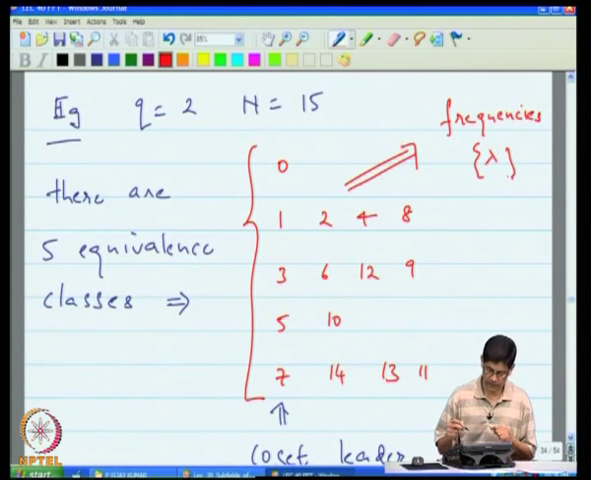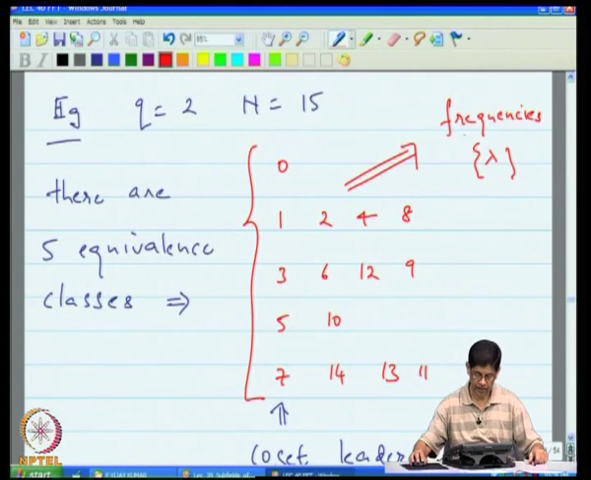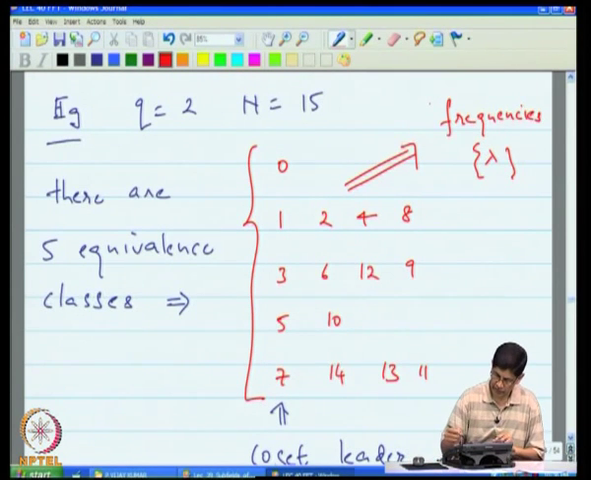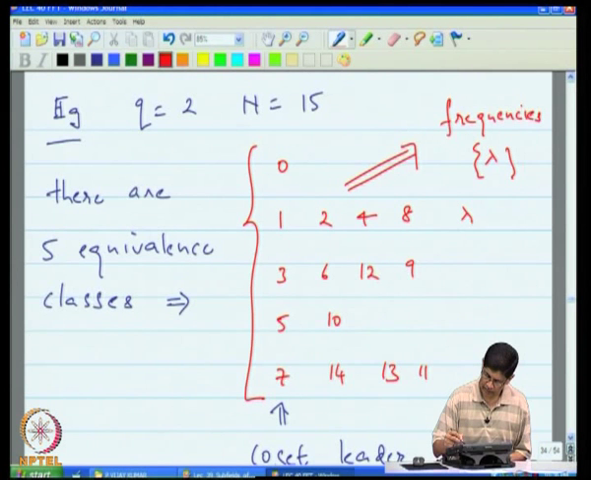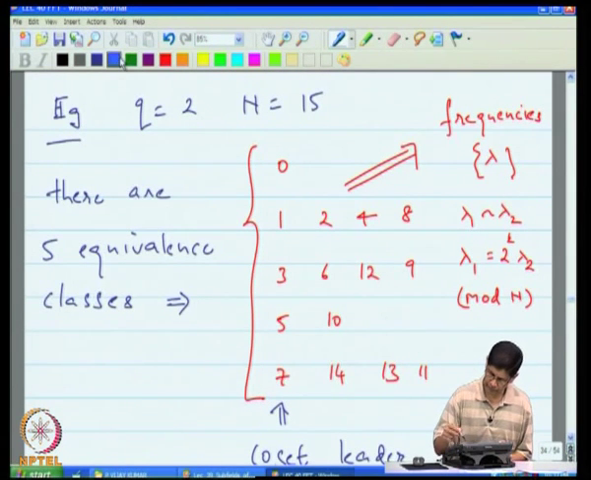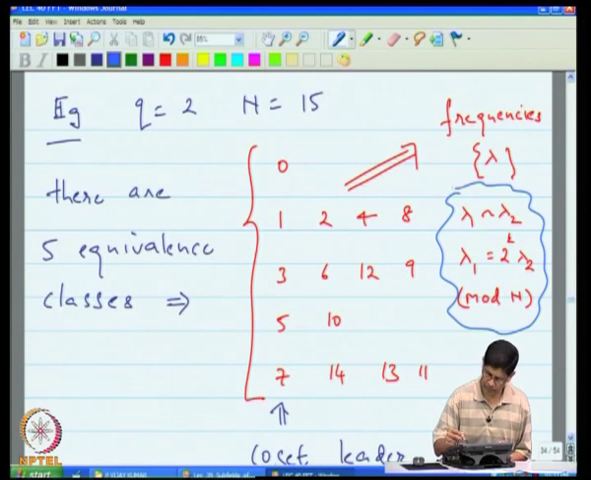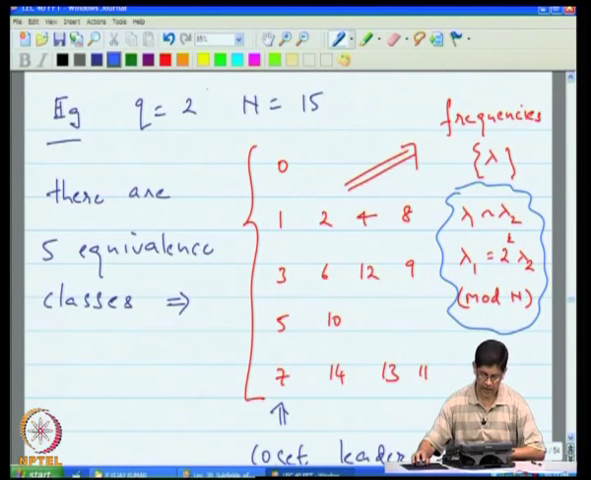These are the various frequencies lambda. And now we have an equivalence relationship in which, in this particular case, you define lambda 1 equivalent to lambda 2 if lambda 1 is equal to some power of 2 times lambda 2 mod n. Okay. So, that is our equivalence relationship in this particular case, and if you work it out, you will see that these are the equivalence classes that you get.